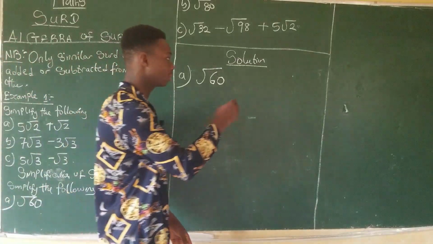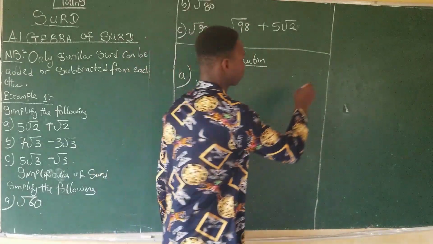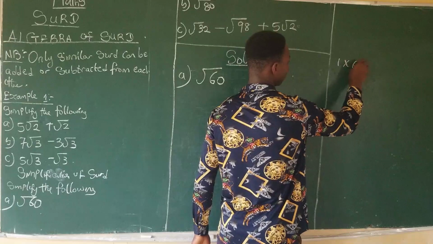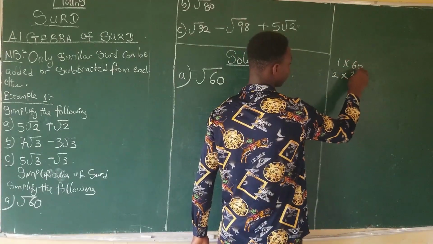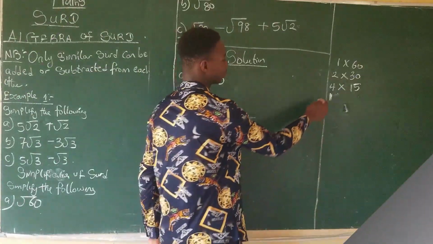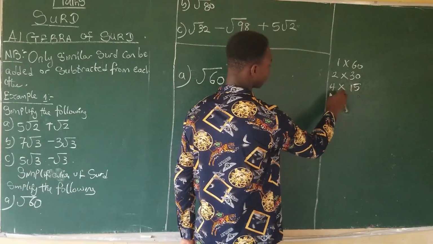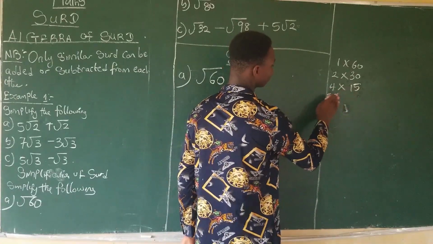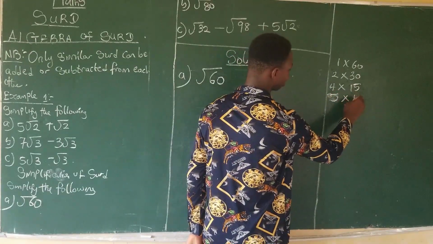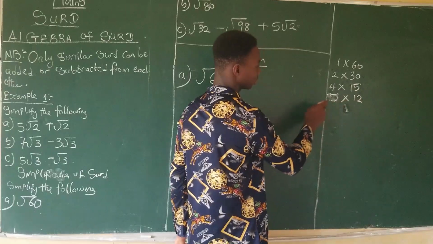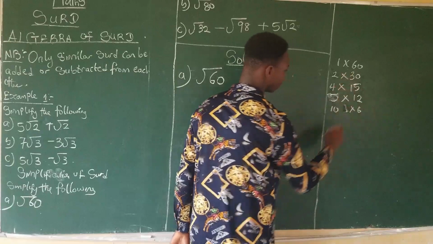Now, from what we have here, let us first write out the products of 60. So from here we have 1 times 60, we have 2 times 30, which gives us 60. So from here we have 4 times 15, and any other product. We can try 5 times 12. Yes, 12 will give us 60. So we have 10 times 6, which will give us 60.